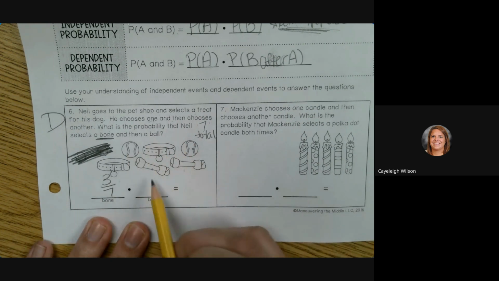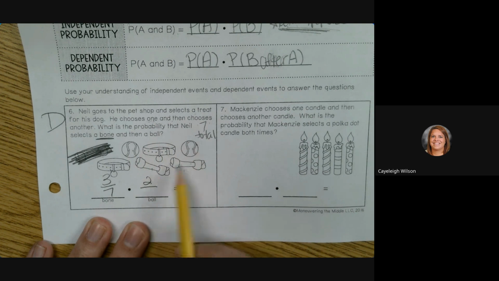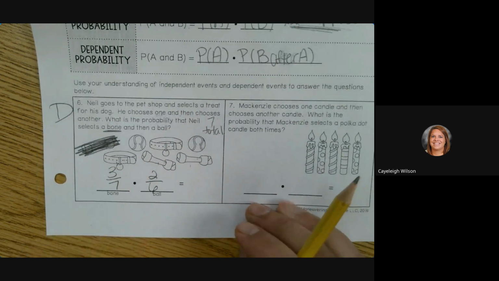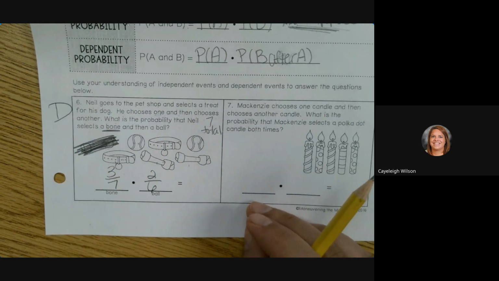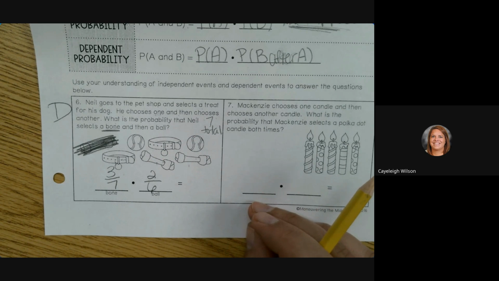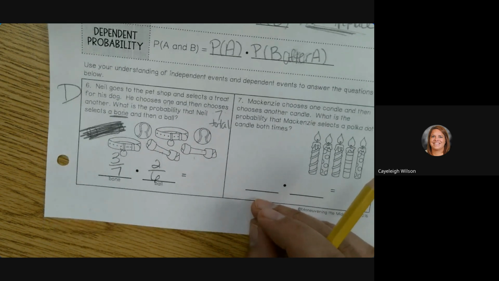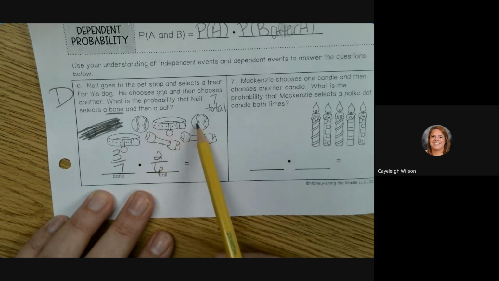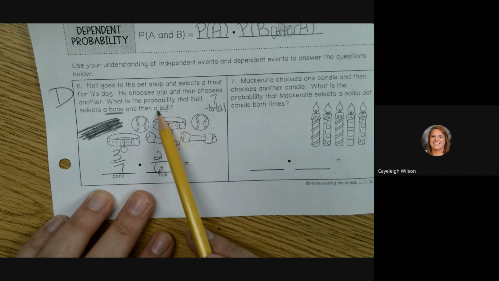1, 2 balls out of 6. Because when he picked this bone and threw it into his cart, now there's only 6 things left in that basket. So dependent will remove the first item out of there. So when I take that bone out, I now only have 6 things left to choose from, and I find the probability of a ball. So there's 1, 2 out of 6.